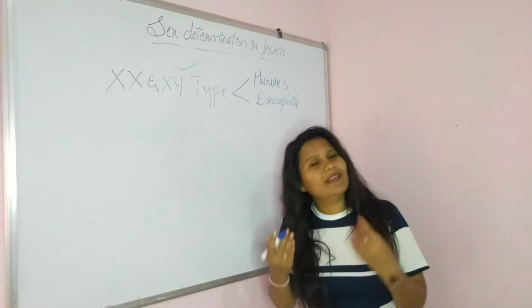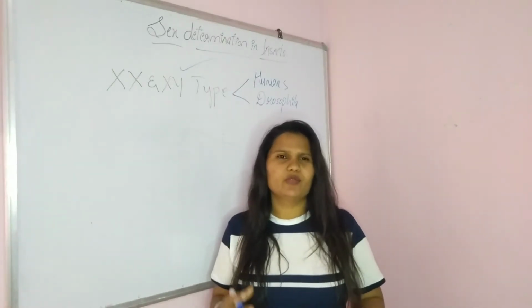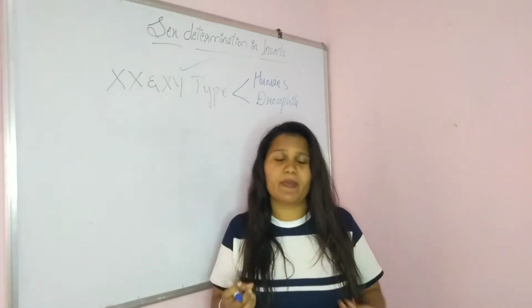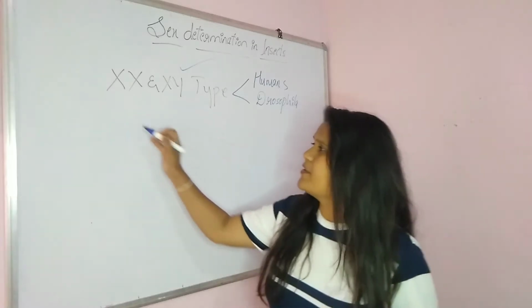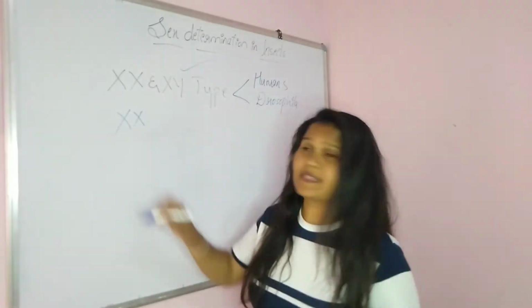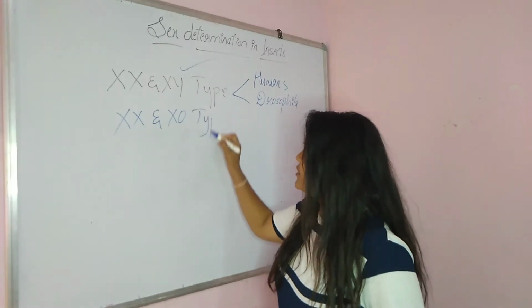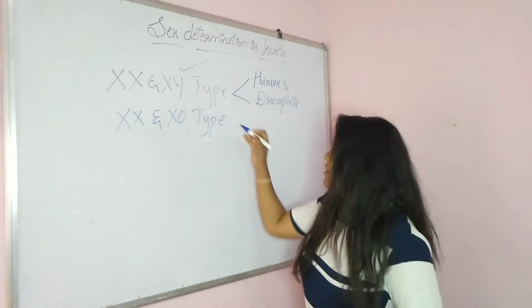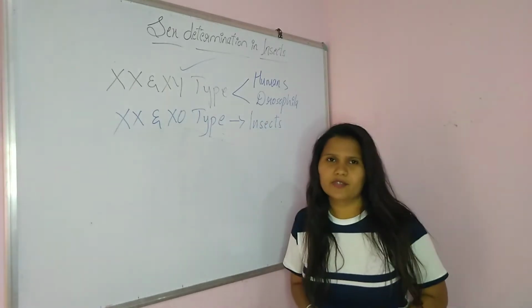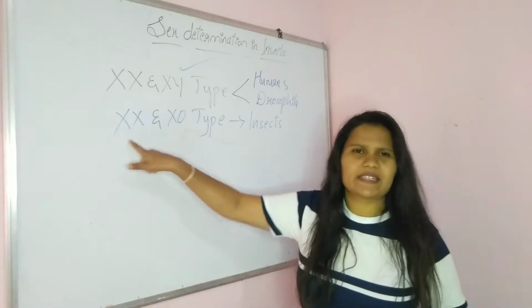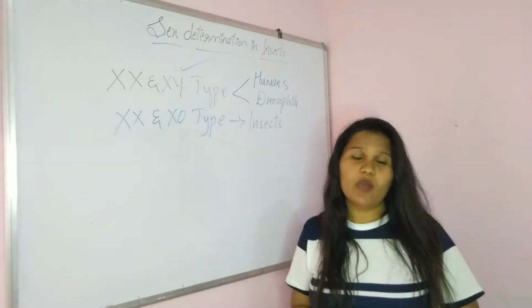Now we'll learn about sex determination in insects. How can we determine the sex of insects? There is one more type, the XX and X0 type of sex determination, which is found in insects. Now let's see. We know XX is the female. It is the same in humans and also Drosophila.